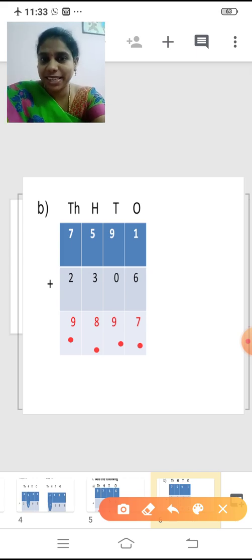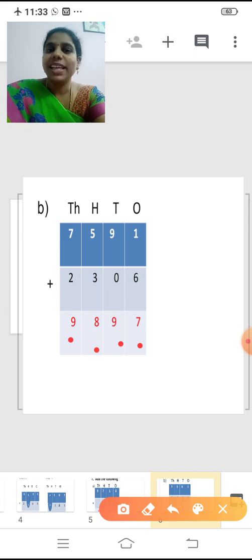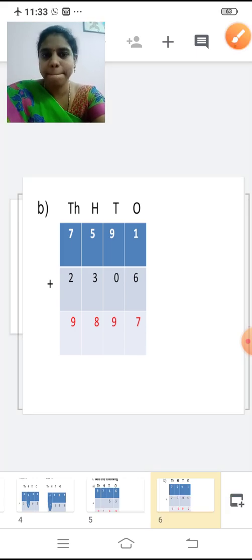First you have to add the ones place. So 1 plus 6 is 7. Then we have to add the tens place. So 9 plus 0 is 9. Then we have to add the hundreds place, right? So what is there in the hundreds place? 5, 3. 5 plus 3, 8. Then we have to move to the thousands place. So 7 plus 2, 9. So the answer is 9,897.